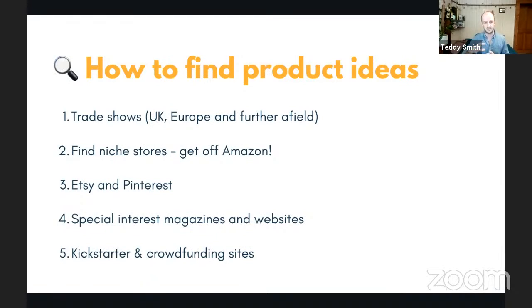The second one is niche stores. So I think it's really important that you try and get off Amazon. You can end up getting in a bit of a feedback loop by just staying on Amazon all the time. The third one is Etsy and Pinterest. Now, these are amazing, and these are like my secret weapon in product hunting at the moment. So I think they're fantastic. And the fourth one is special interest magazines and websites, and I've got a good story about that one. And then the last one is Kickstarter and crowdfunding sites. So let's get into these now.